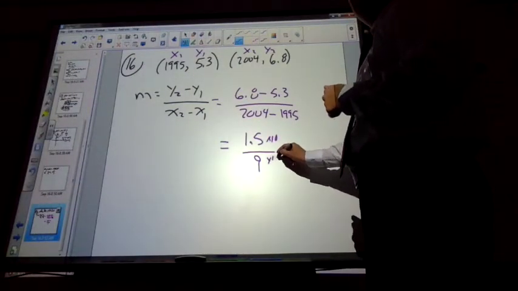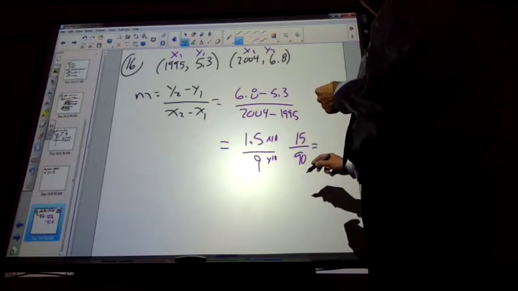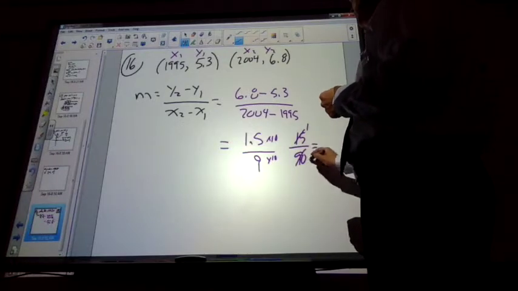Okay, multiply by 10. I'll go with that first. So that's going to give me 15 over 90. And then 15 over 90 is going to reduce. 15 goes into 90 6 times.